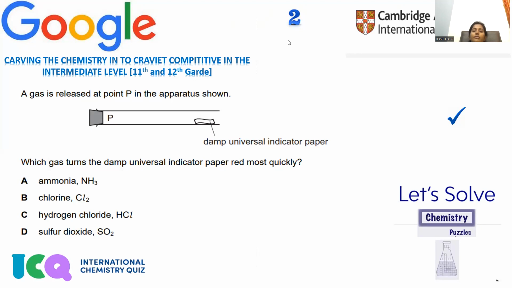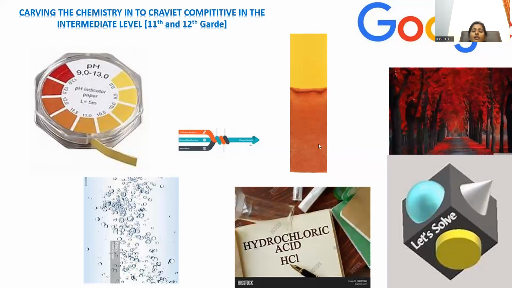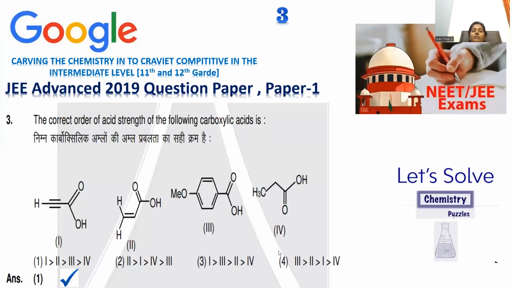The correct answer for question number 2 will be C, indicated with the red color: hydrochloric acid. Move on to question number 3. Question number 3 is collected from the JEE Advanced 2019 question paper, paper 1. It is a comparative study of the acidity of various carboxylic acids. The correct order of acid strength of the following carboxylic acids is to be depicted.